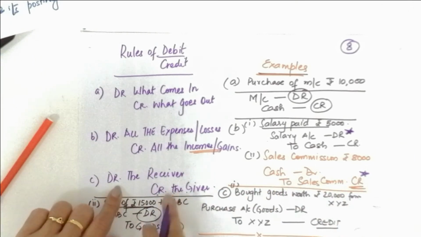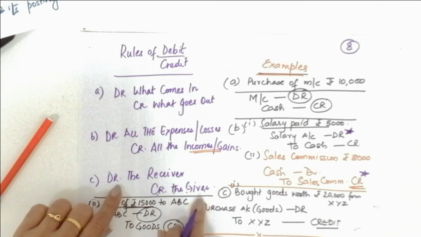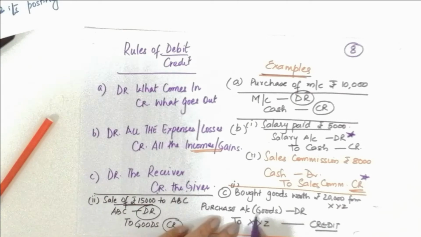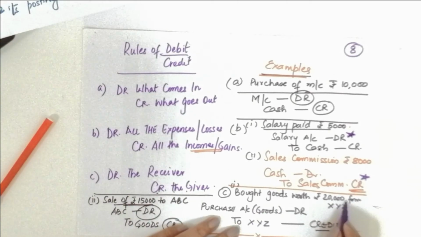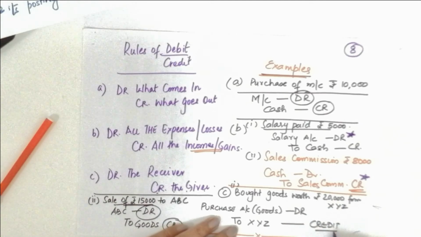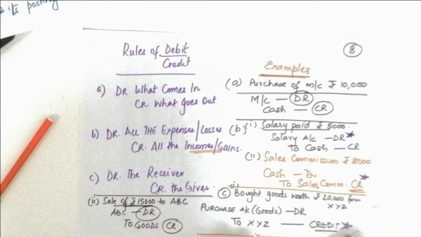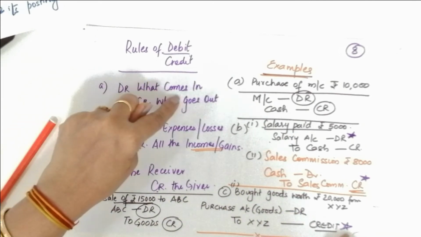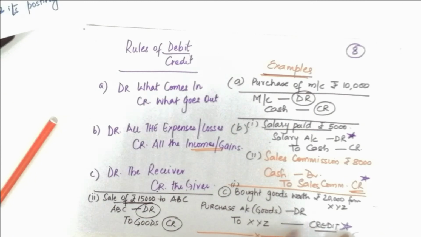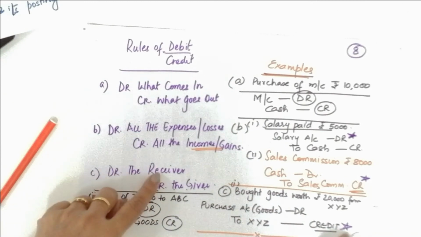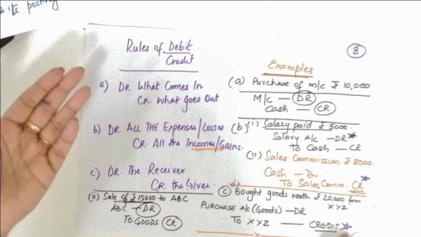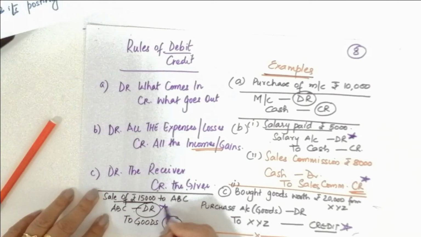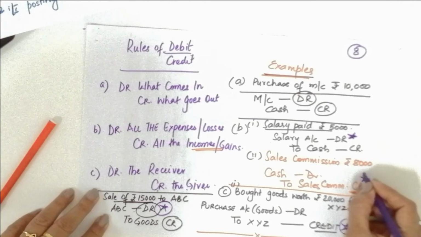The last one is debit the receiver and credit the giver. So when I buy goods worth 20,000 from XYZ, he is giving me. So I'm going to credit this fellow because he is going to give me goods. Goods are coming in, debit what comes in, and credit the giver. And in the other case, debit the receiver. When I sell goods, my goods are going out, but who is going to receive? ABC. So debit the receiver. These are the points which you need to consider.